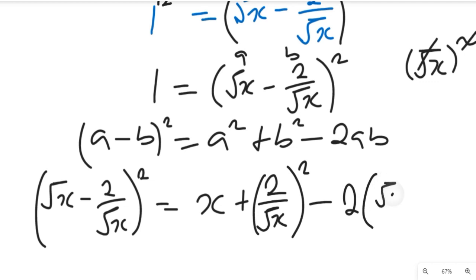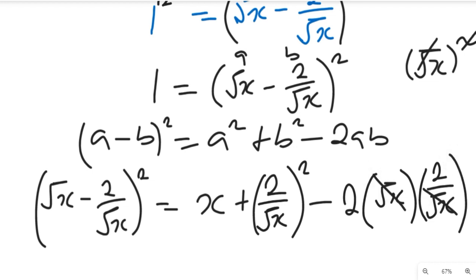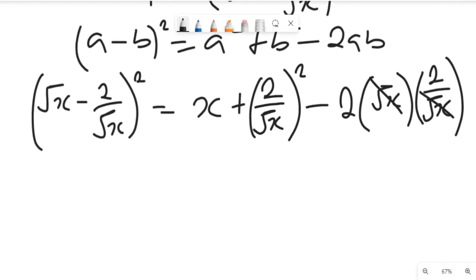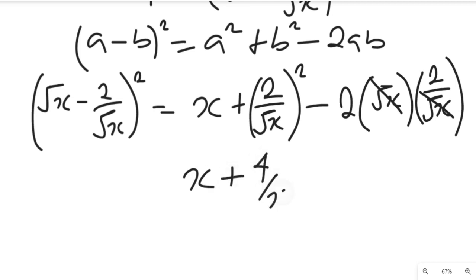minus 2 multiplied by square root of x multiplied by 2 divided by square root of x. So this square root of x will have to clear the square root of x. That whole expression will now give us x plus 4 divided by x minus 2 times 2, which will now become 4. And remember, that will be the expression we are going to have.